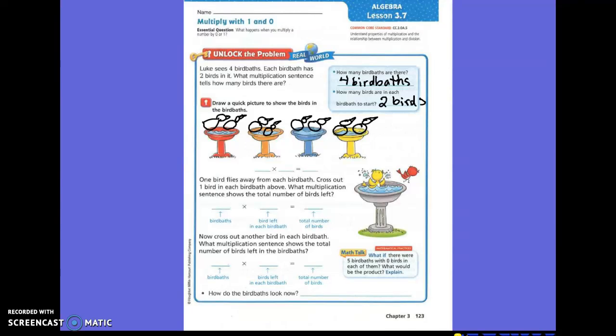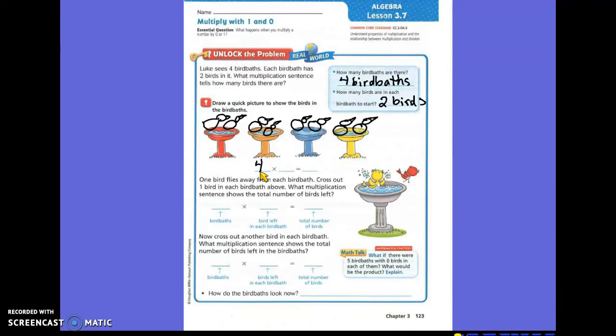Okay, boys and girls. So let's write our multiplication sentence for our picture. What do you think your first factor will be, and why do you think that? I think it's going to be 4 because there are 4 groups. Very good. There are 4 groups of bird baths. It's going to be 4.